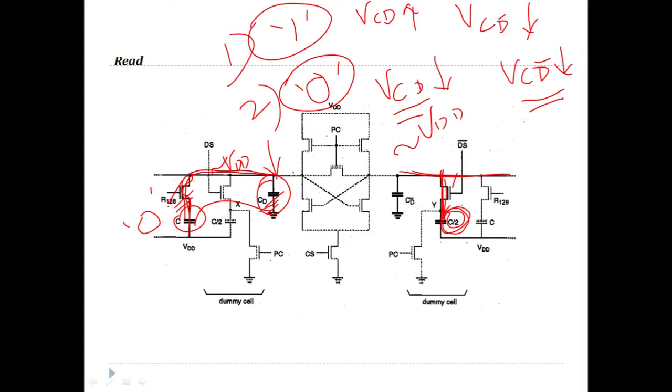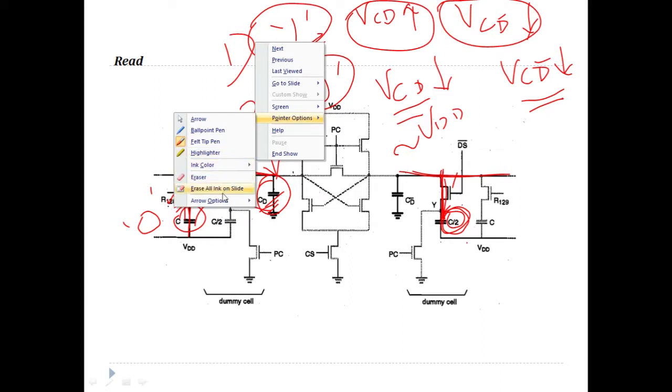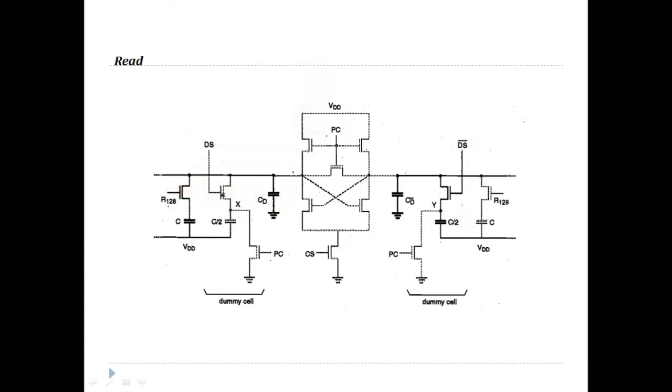In case of logic 1, VCD was increasing and VCD bar was dropping. So it was interpreted as logic 1 by read circuitry. But in case of 0, both are dropping. VCD drops by larger value, which is interpreted as logic 0. So this is how read operation is carried out. So this is the second phase of the refresh operation.